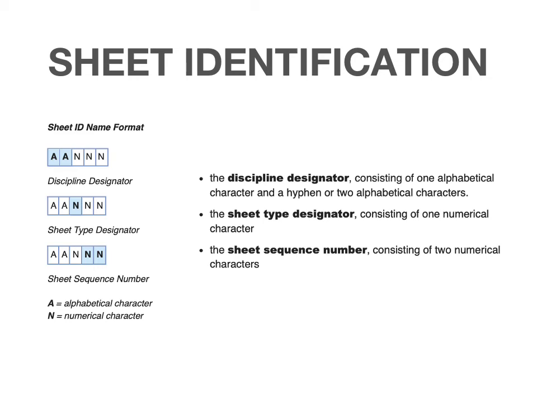And the sheet sequence number is then used to count the amount of plans, elevations, or sections you have from each sheet type. So if you have 3 floors on your project, you would have an A-101 for the first floor, A-102 for the second floor, and A-103 for the third floor. Over the next few slides, I'll point this out some more.